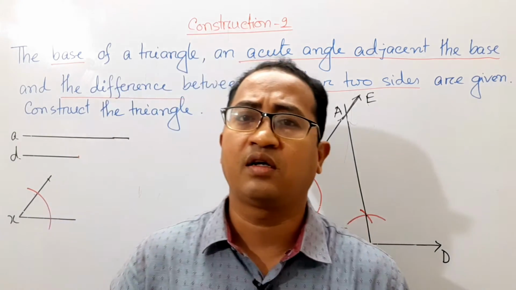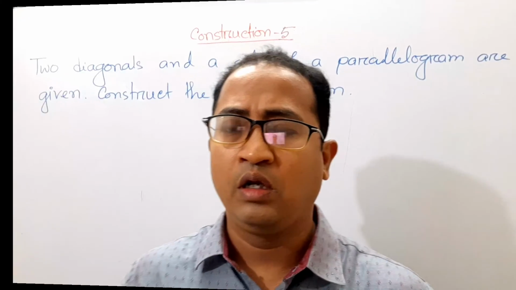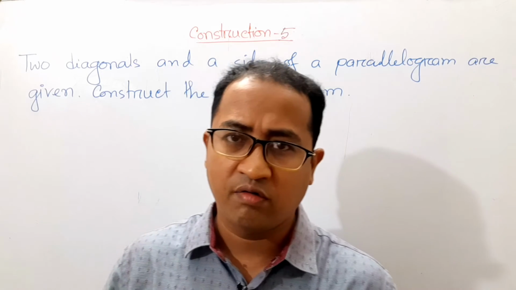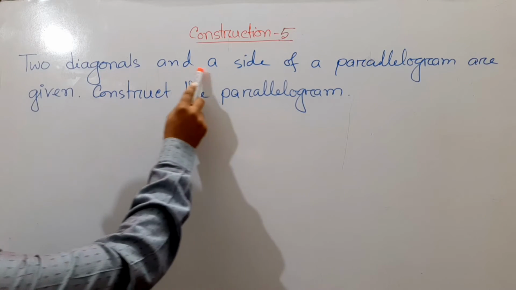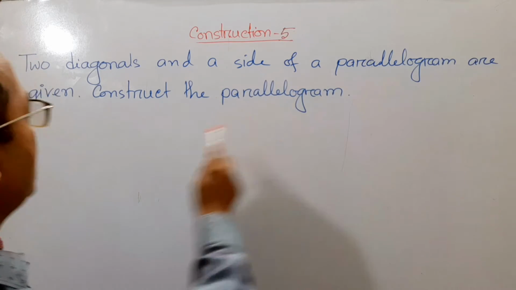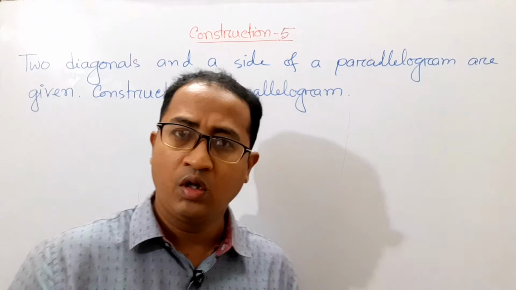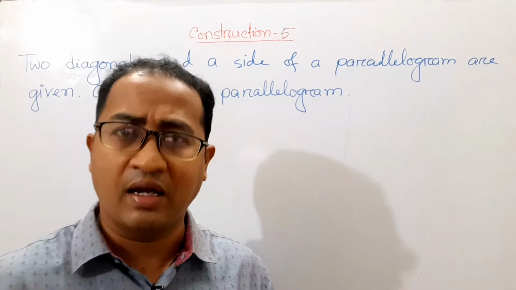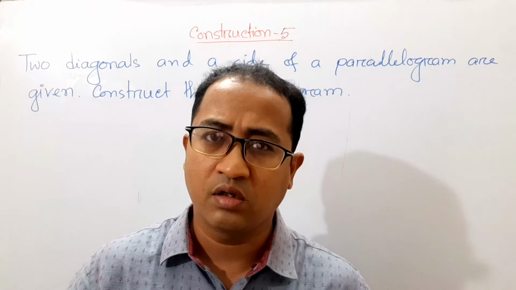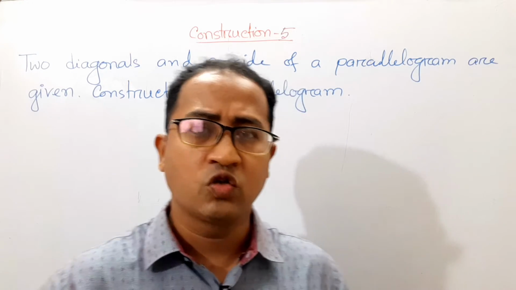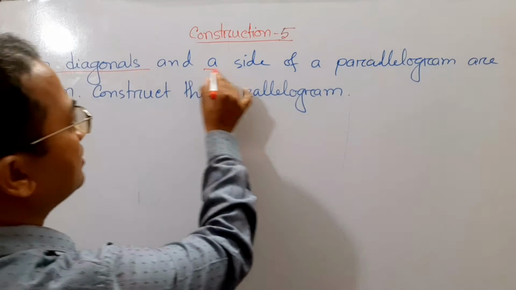Now let's go to construction number 5. Look at the board. Two diagonals and a side of a parallelogram are given. Construct the parallelogram. It is given two diagonals and a side of a parallelogram. We will construct that required parallelogram. So what is given? Two diagonals and a side.